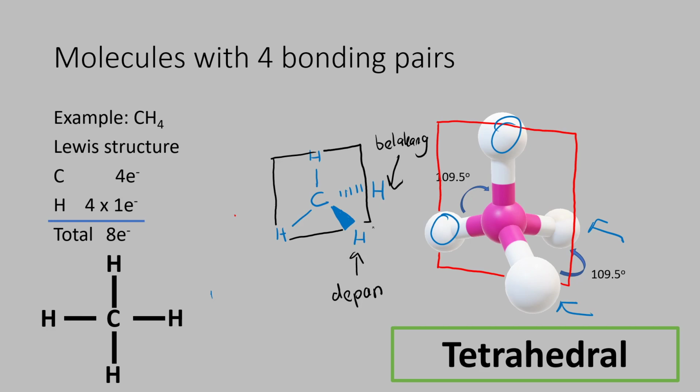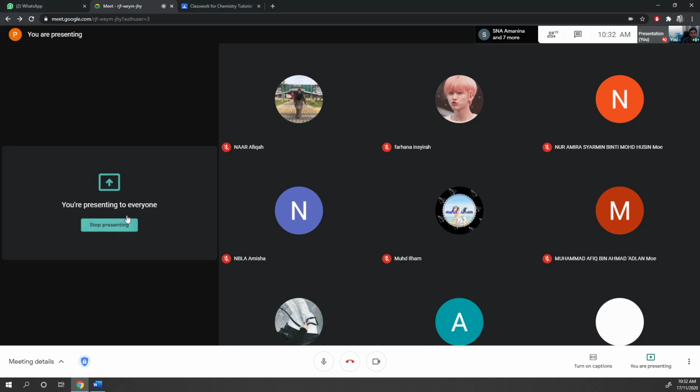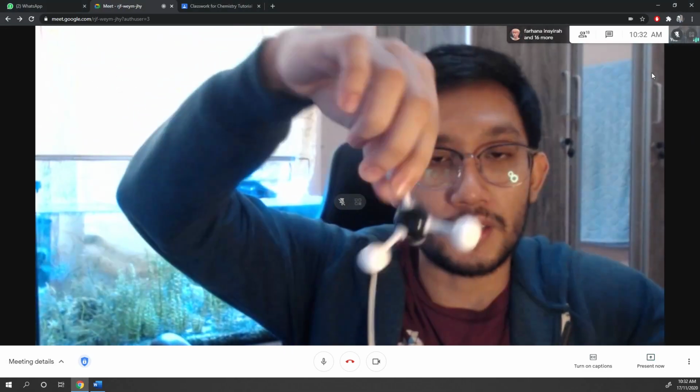So cara nak jawab is, you nak lukis this 3D molekul dalam bentuk 2D, dalam kertas ni je. So that's why you guna wedges, nak tunjuk hydrogen ni duduk depan, while this one untuk hydrogen ni duduk belakang. So let me show you my model. Okay, this is tetrahedral.